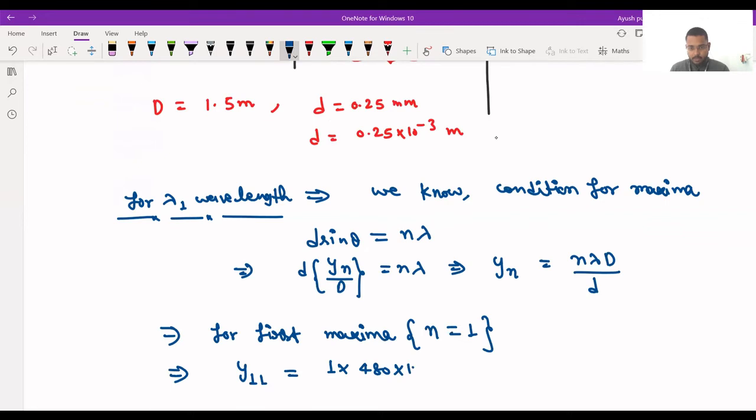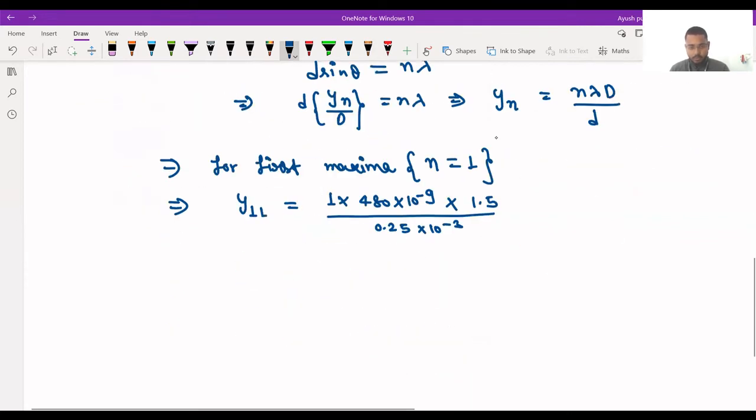So I will convert nanometer into meter. So that will be 10 to the power minus 9, right? And capital D is 1.5 meter, right? Divided by what is the value of small d? That is 0.25 into 10 to the power minus 3, right? So now let's calculate the value of y11 first.